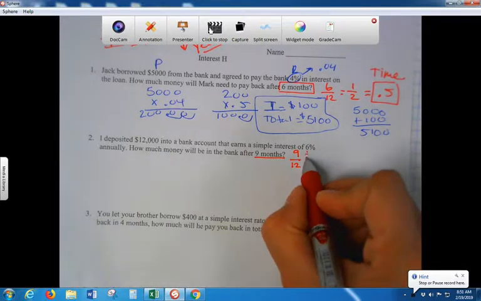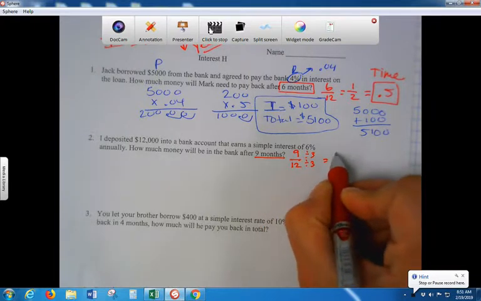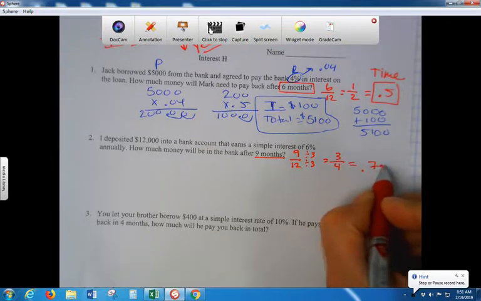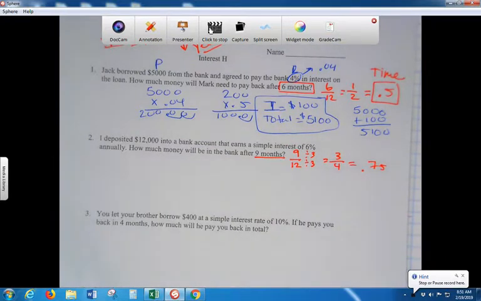Then, of course, you divide by 3. And a lot of you told me it was 3/4. And then a lot of you told me already that it's 0.75. You already did the conversion, which is perfect. You're working faster, which is fantastic.